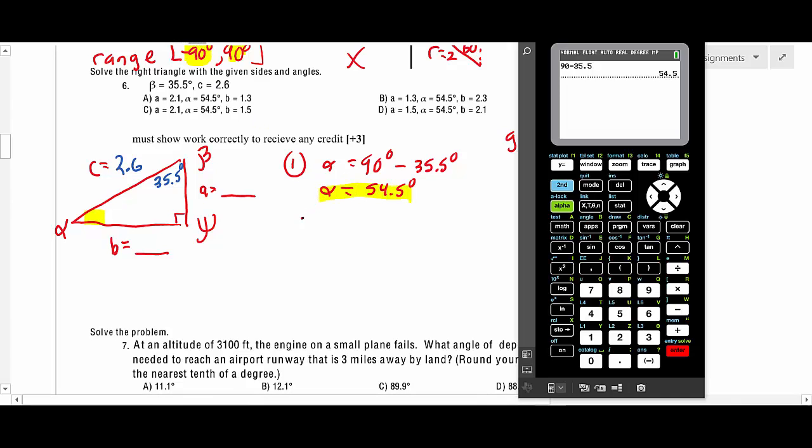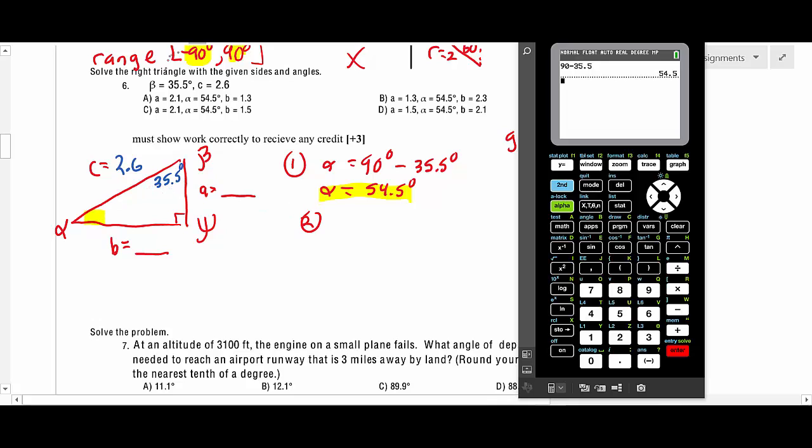Second thing is let's find a side. One of the things I like students to do is only work with what I gave you. That way, if you happen to make a careless or conceptual mistake on this alpha, you're better off to use what you were given.